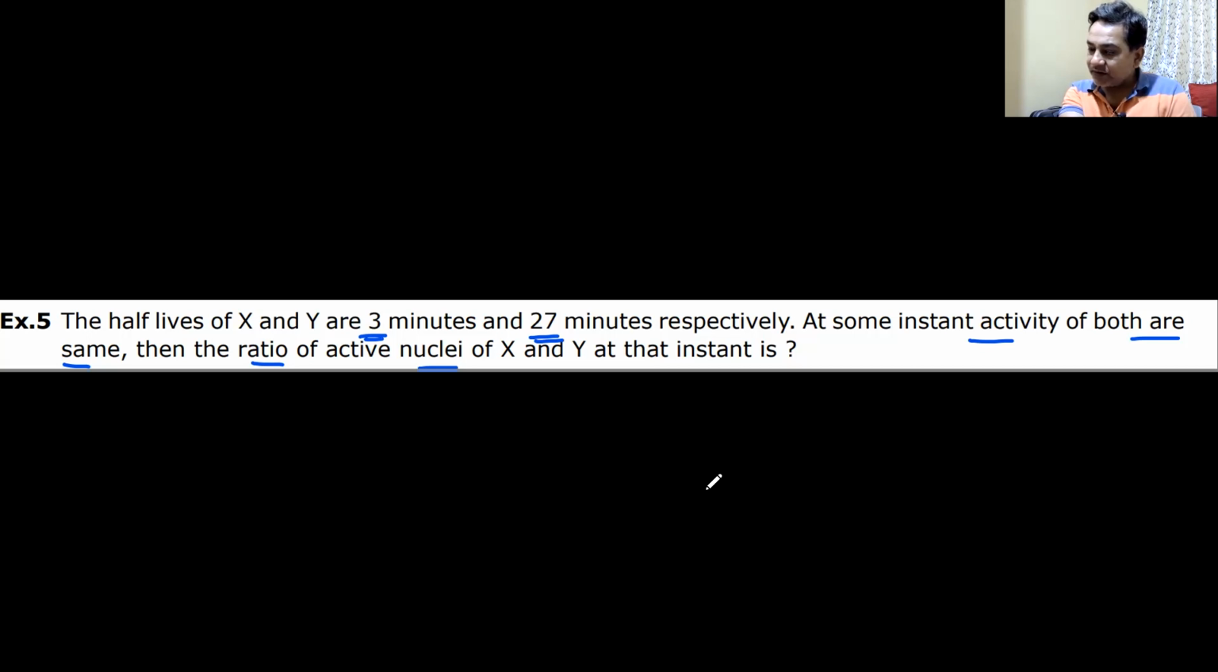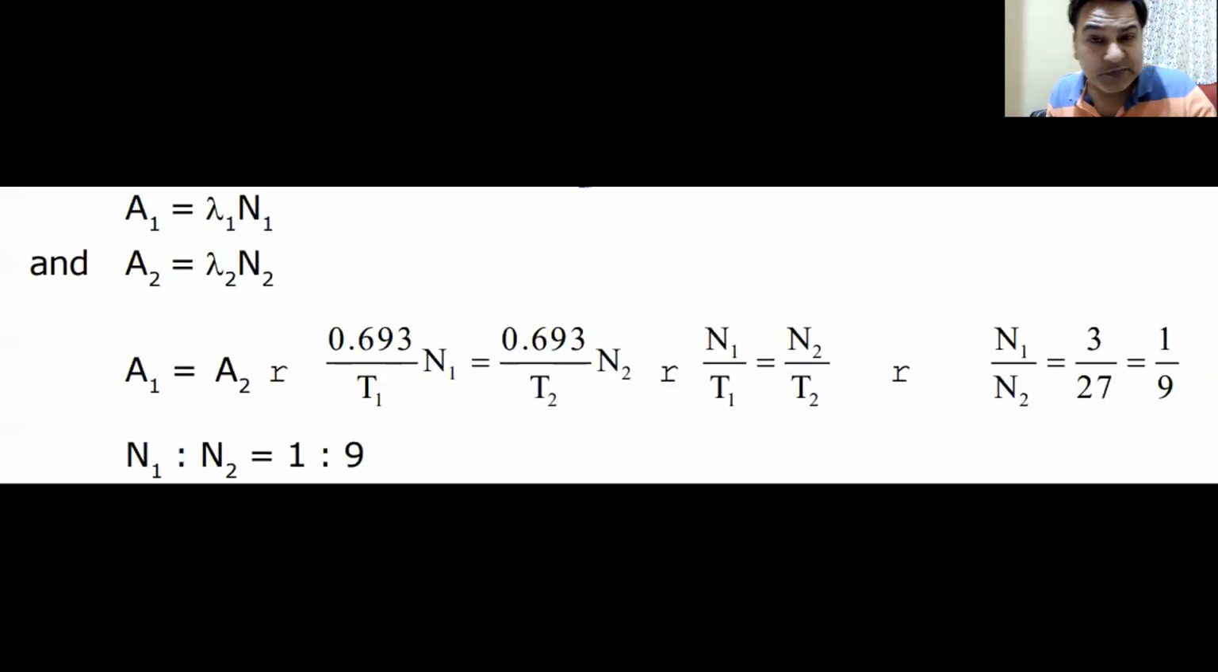So if you remember the basic concept, you should be able to solve this question. And what is the basic concept of solving this question? Activity of sample 1, or X, will be equal to lambda X into N of X. Yes or no? Activity of sample 2 will be lambda 2 into N2. Now A1 and A2 are the same, so I equate these two.